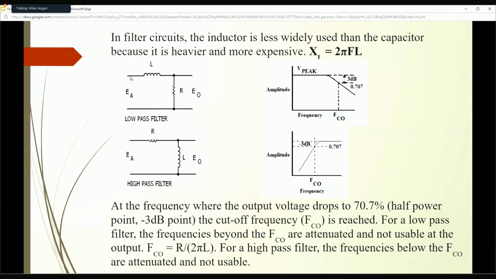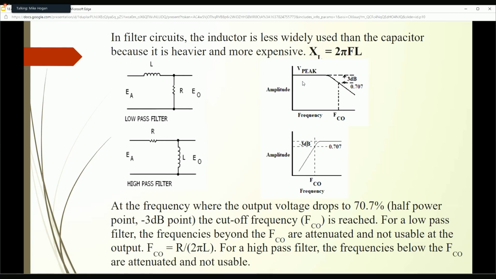And it's in series. Then we have this resistor, and we've got a couple outputs over that resistor. And so we've got this voltage applied. This is an AC voltage, and we'll see what happens with this inductor. And we've got this corresponding waveform.